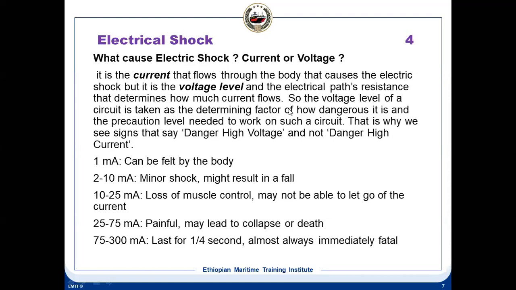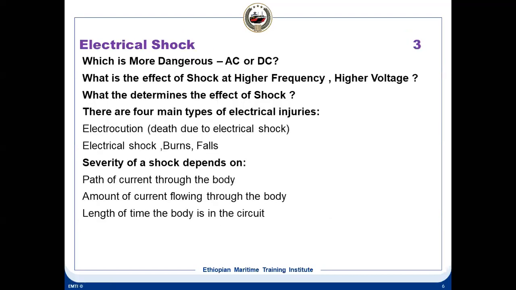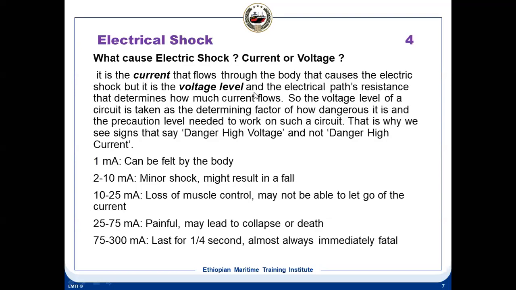Hope you understood these points. Electrical shock, I have discussed all the points. What is electrical shock? It is because of the current, but related to voltage also. The current flows through the body and causes the electrical shock. It's caused by the current, but it's the voltage level and the electrical path. So these points are clear. Electrical shock, I covered it with you elaborately.